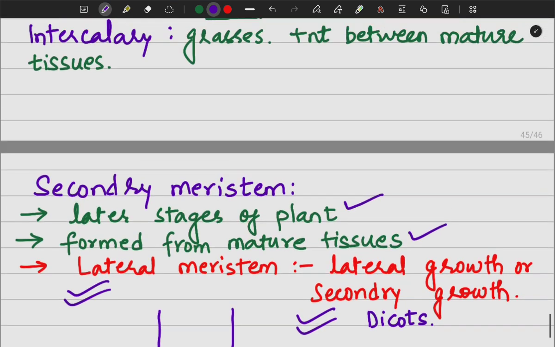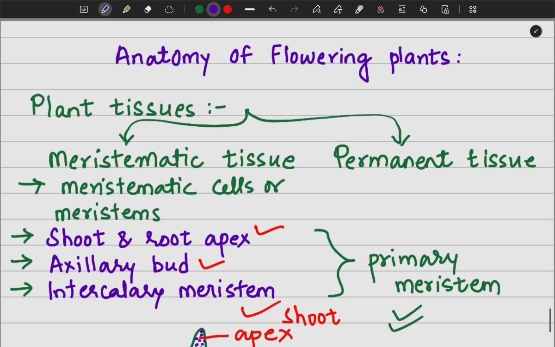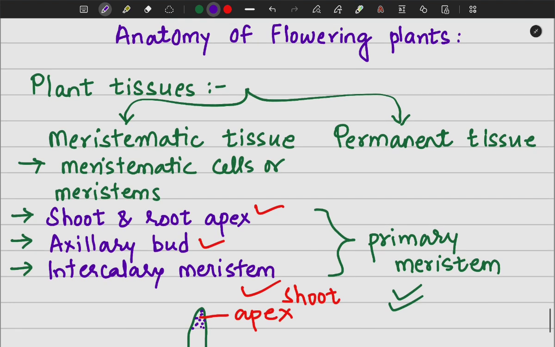Alright, so I hope the plant tissue is clear to you. Let me summarize it one more time. If we talk about the plant tissues, then plant tissues are basically of two types. This type is based on the ability of the cells to divide. The meristematic tissues are those tissues which have the ability to divide continuously and form new cells, while the permanent tissues are those tissues which lose the ability to divide after some time, and they get mature and specialized to perform a specific function. We are not discussing the permanent tissue here. We are discussing the meristematic tissue first.